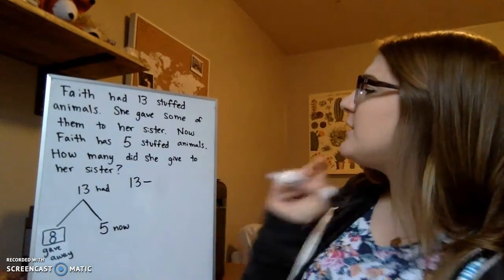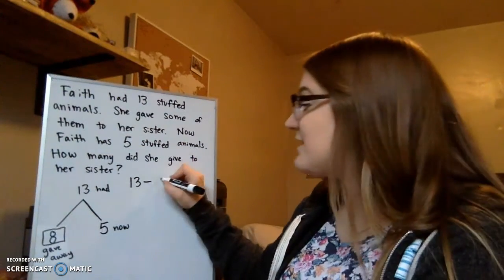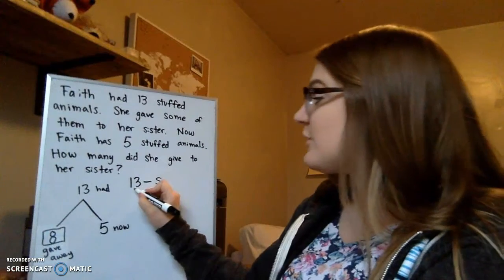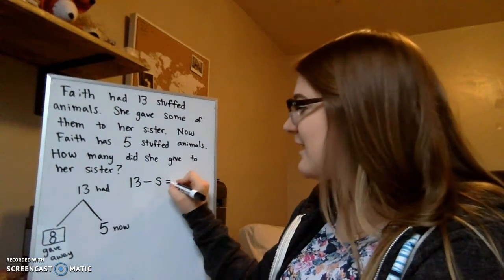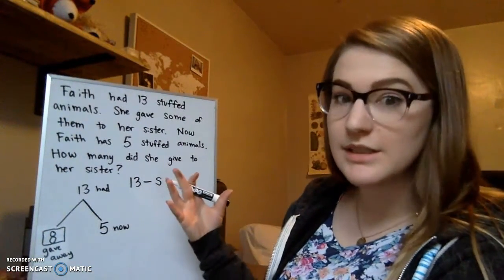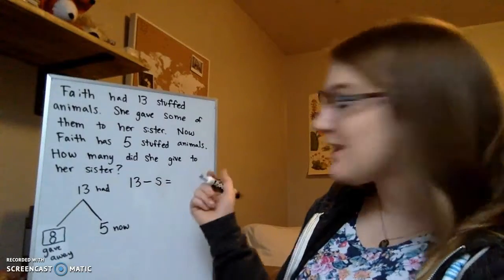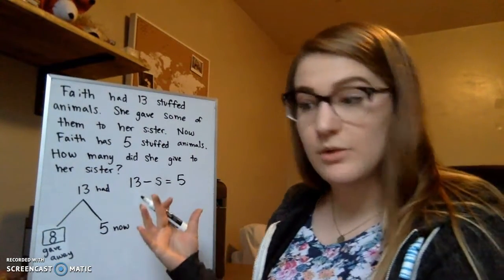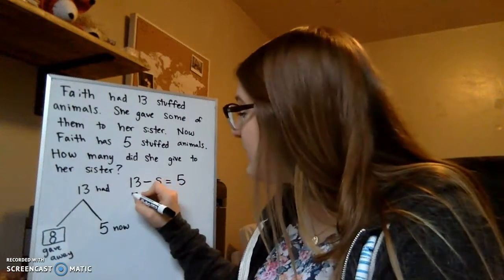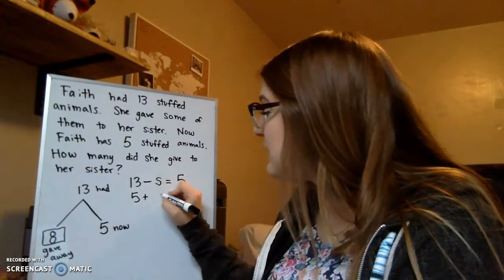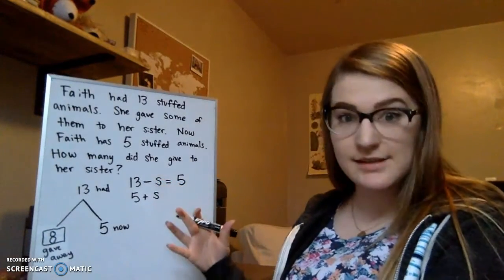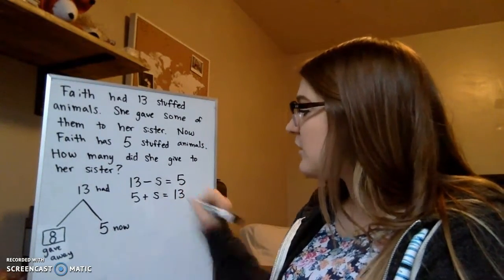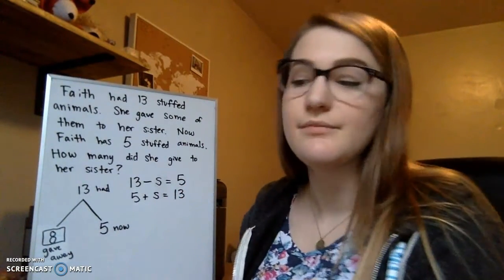Let's see. I'm going to use the variable S for sister to represent what she gave to her sister. So 13 minus S equals how many she has left, so equals 5. Another way that we could represent it would be 5 plus our variable S, for how many she gave to her sister, equals our total of 13.